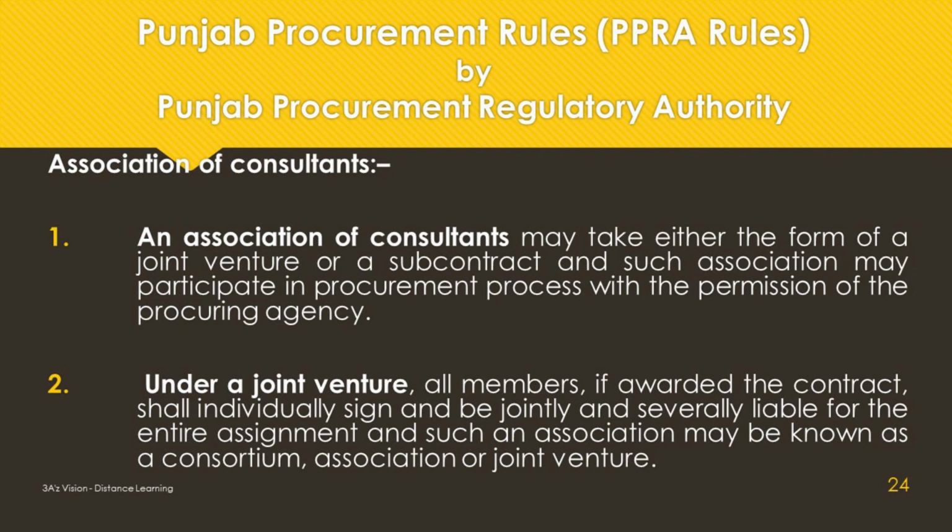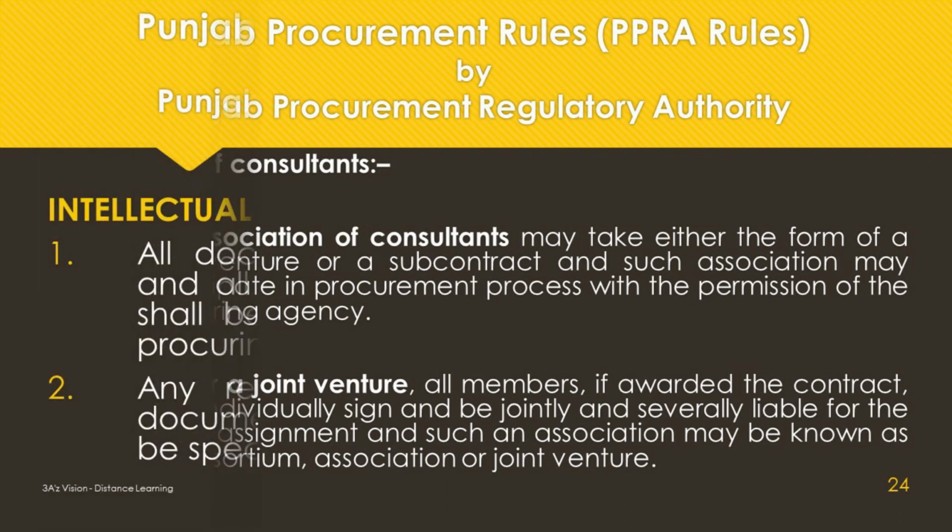Association of consultants. An association of consultants may take either the form of a joint venture or a subcontract, and such association may participate in the procurement process with the permission of the procuring agency. Under a joint venture, all members, if awarded the contract, shall individually sign and be jointly and severally liable for the entire assignment, and such an association may be known as a consortium, association, or joint venture.